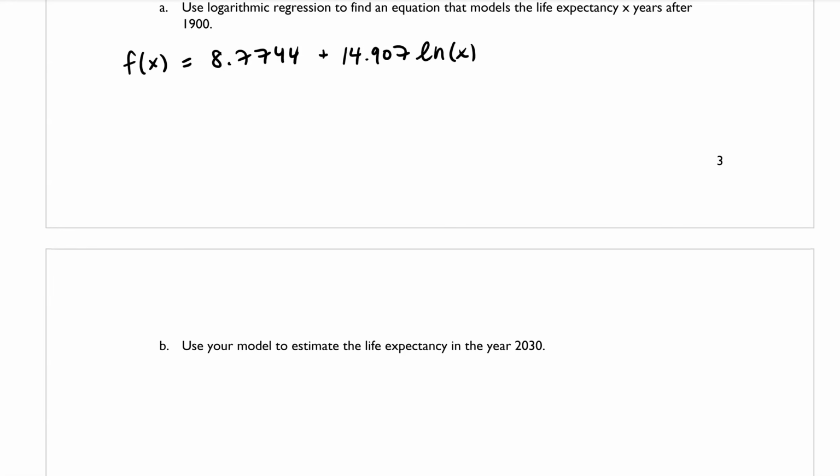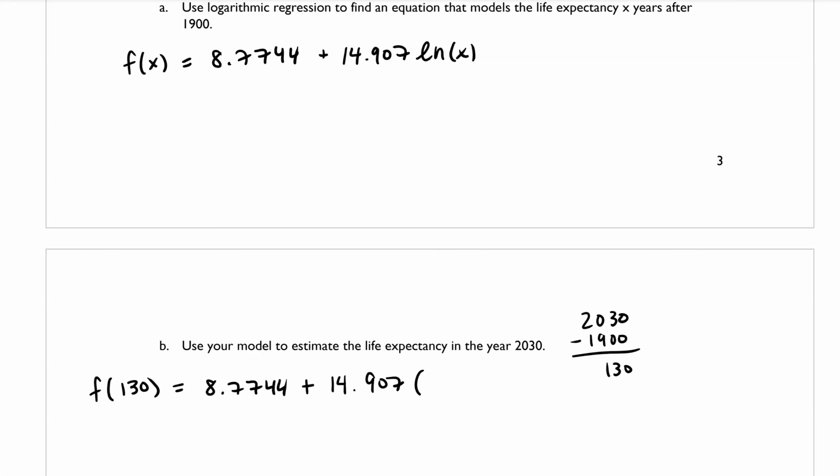Part B says, use your model to estimate the life expectancy in the year 2030. And remember that x is the number of years after 1900. So we want to do 2030 minus 1900, and that is 130. That means we want to evaluate f of 130 in our function from part A. So we'll have 8.7744 plus 14.907 times the natural log of 130.